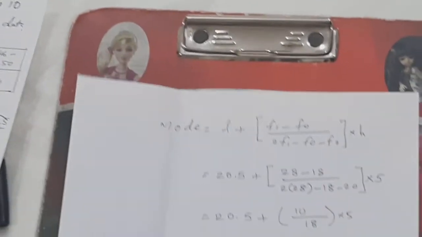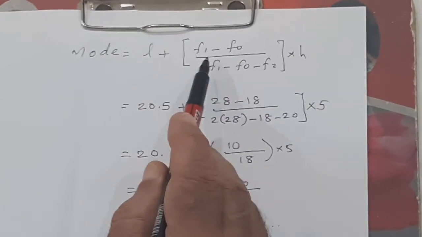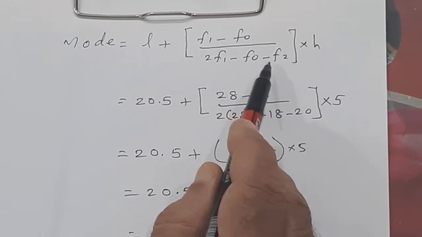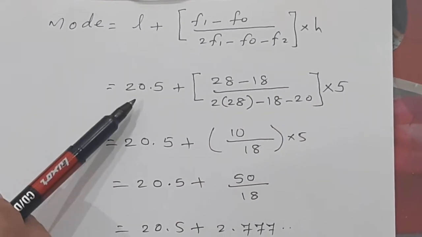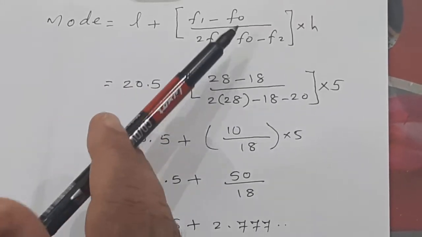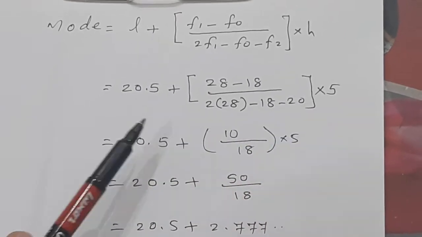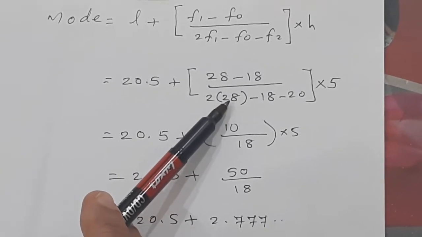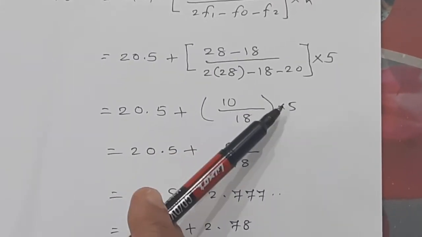Now formula: mode is equal to L plus, in brackets, F1 minus F0 upon 2F1 minus F0 minus F2, multiplied by H. Substitute the values. L is 20.5, F1 is 28, F0 is 18. Down also you substitute the values, multiply by 5. 28 minus 18, 10. 2 into 28, 56, minus 18 minus 20, it becomes 18. 10 multiplied by 5, 50.